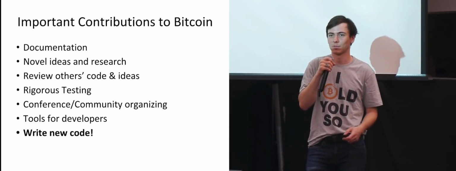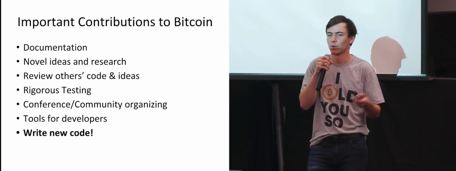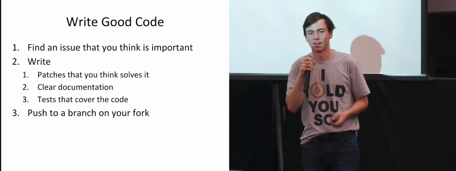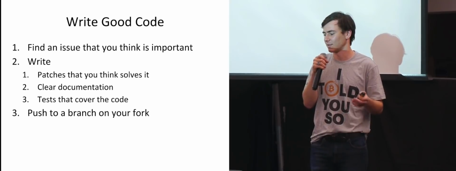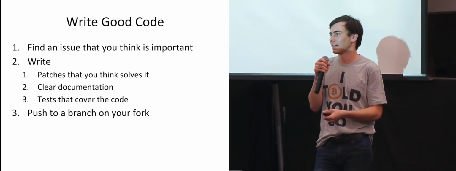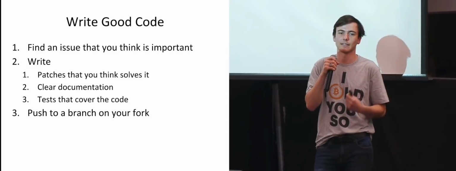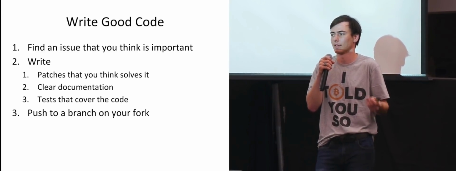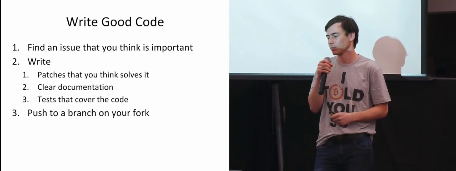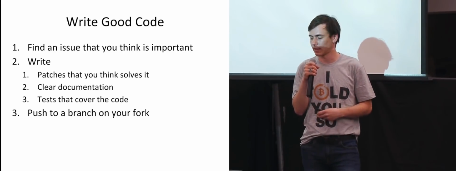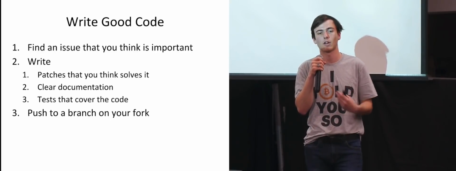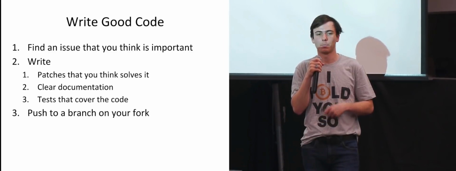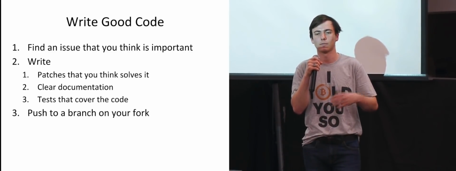You can make tools for developers, but you're all here because you want to conceivably write some new code. So the first thing you have to do is write good code. That's kind of obvious, but it's important to find an issue that you personally think is important, because it's going to take a lot of effort to get something in. So you don't want to be doing something that you don't care about. Find something that you like, then write something that you think solves it. Try your best to document it as clearly as possible, write some tests that cover the code, and then put a branch of that into your fork.